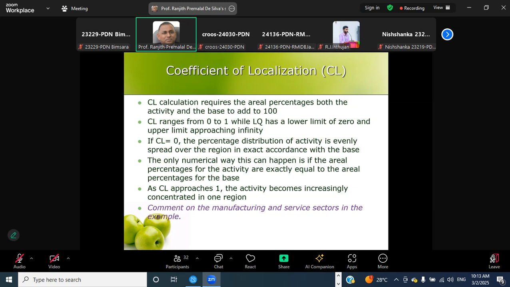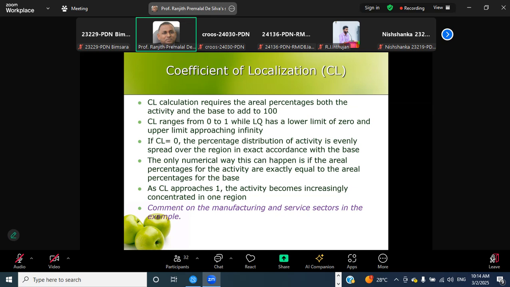So if the coefficient of localization is 0, the percentage distribution of activity is evenly spread over the region in exact accordance with the base. So the only numerical way this can happen is if the areal percentages for the activity are exactly equal to the areal percentages for the base.